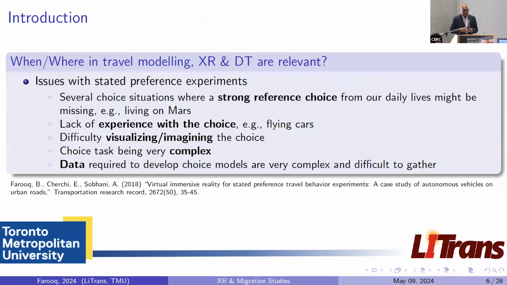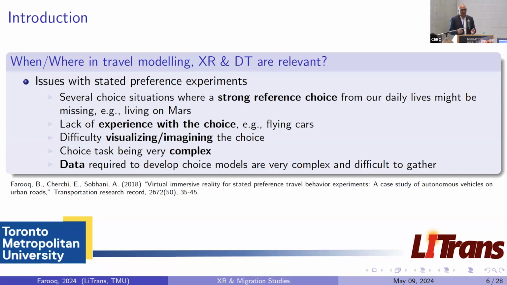A few issues: first of all, the revealed preference side is just not possible because we don't have the observations, but the stated preference side may be used, and people have used it. But the problem with them in this sort of situation is that in the case of a technology that is not here yet, a strong reference choice or a strong reference point may not be available.